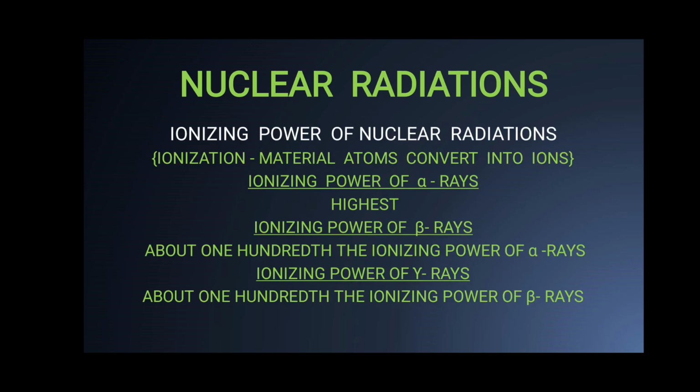Nuclear radiations can easily penetrate a material and destroy it by ionization of atoms of the material. Ionization means conversion of material atoms into ions. Among all the three types of nuclear radiations, alpha rays have the highest ionizing power. Ionizing power of beta rays is about 1/100th the ionizing power of alpha rays. Ionizing power of gamma rays is about 1/100th the ionizing power of beta rays.